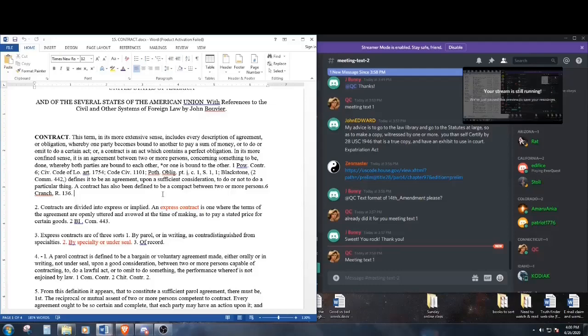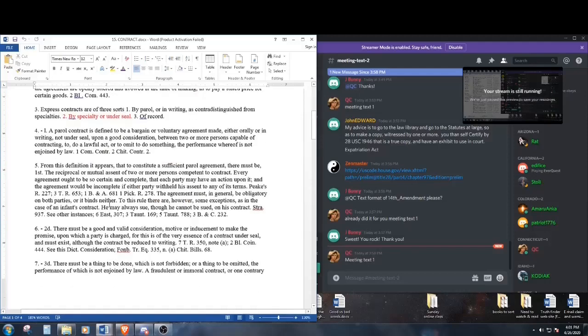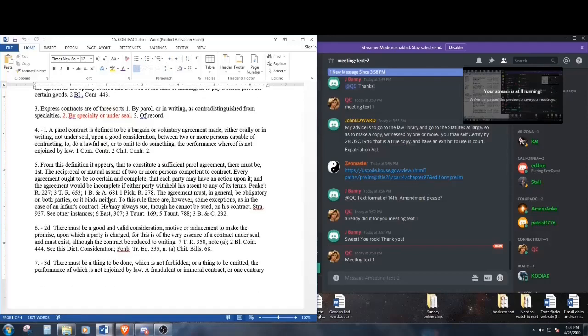Express contracts are of three sorts: by parole or in writing, as distinguished from by specialty or under seal. The KW contract is a specialty contract. It's an express, it's specialty, and it's also implied, because when they act upon our estate, they've agreed by their actions to be bound to the contract. So I'm going to skip down to 6.